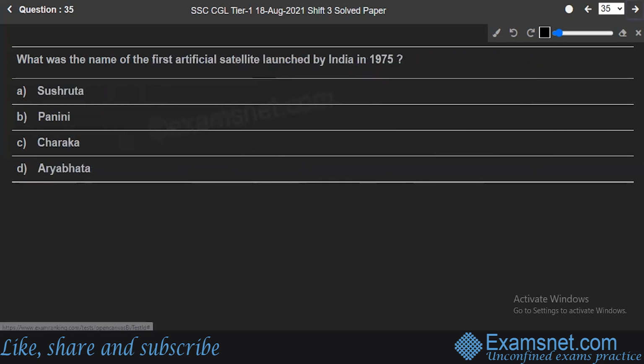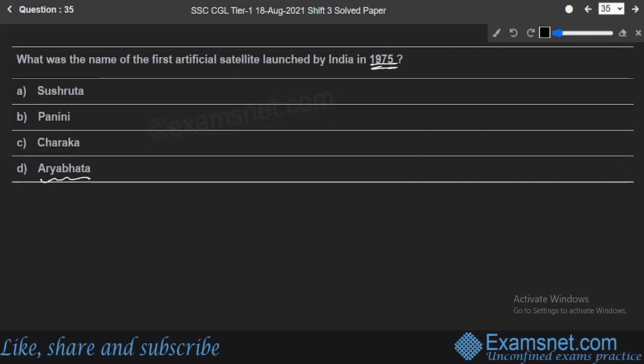Next is question number 35. What was the name of the first artificial satellite launched by India in 1975? Was it Sushruta, Panini, Charaka, or Aryabhatta? Well, Aryabhatta was India's first satellite launched in 1975. Option D. It was named after the famous Indian astronomer and mathematician.